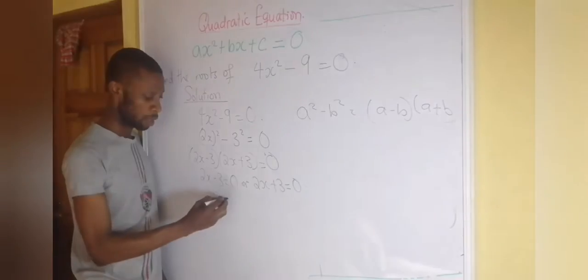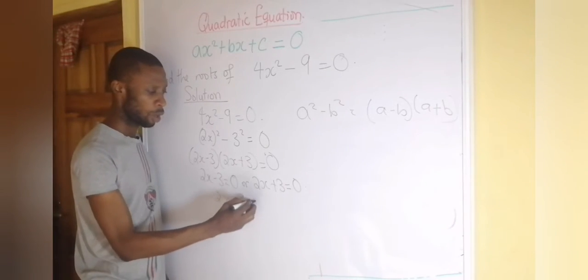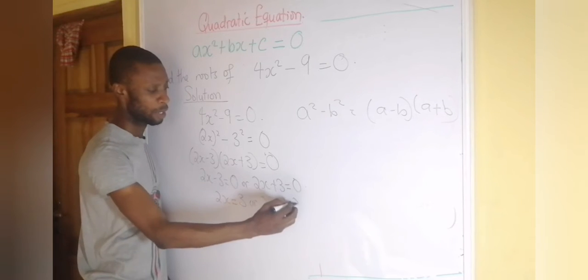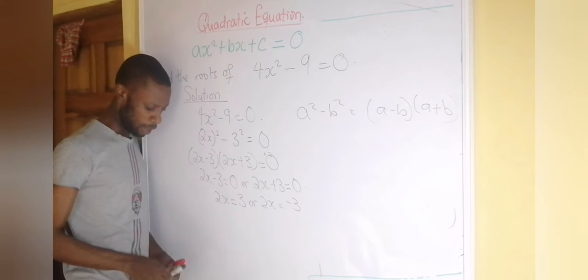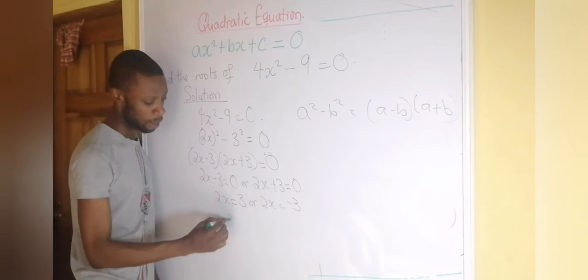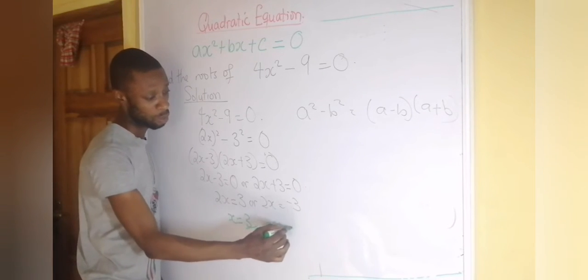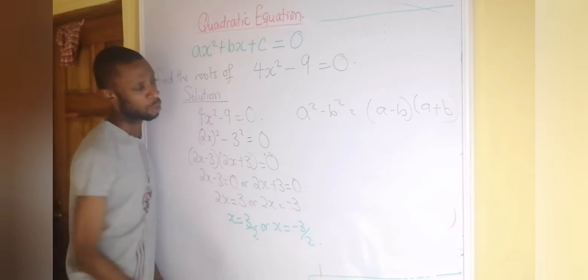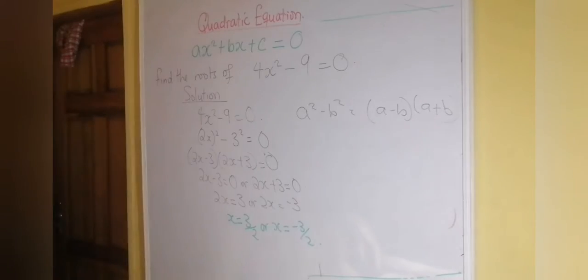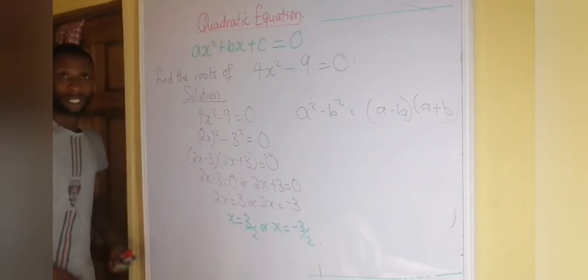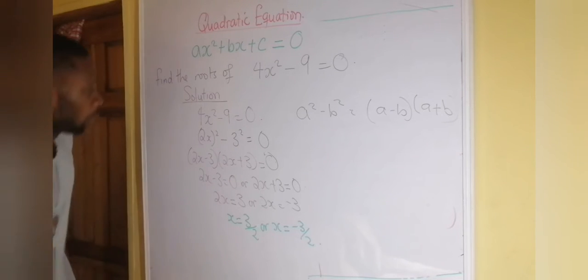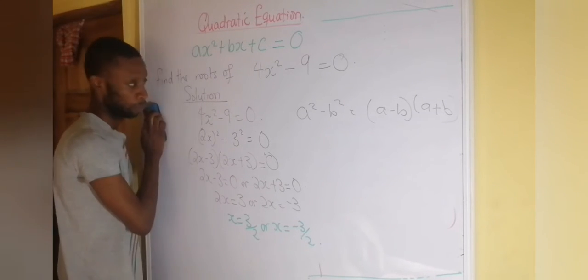So 2x is equal to 3, or 2x equals minus 3. So definitely x is equal to 3 over 2, or x equals minus 3 over 2. So it's very, very simple. Now, quadratic equation. Let's see more. Let's solve one more so you can round it up.